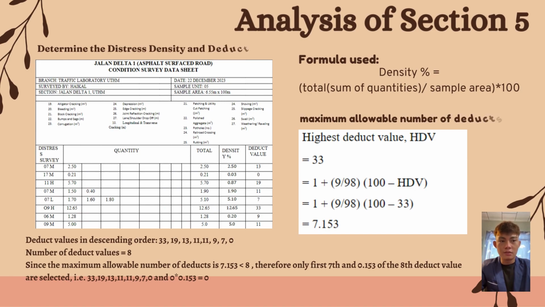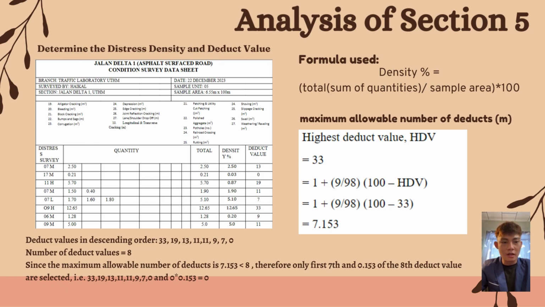So next, we do the analysis of section 5. As usual, we determine the distress density and deduct value. So we can get the maximum allowable number of the deduct is 7.153. So the deduct values in descending order, from bigger to smaller, are 33, 19, 16, 13, 11, 11, 9, 7 and 0. So the number of the deduct values is equal to x.